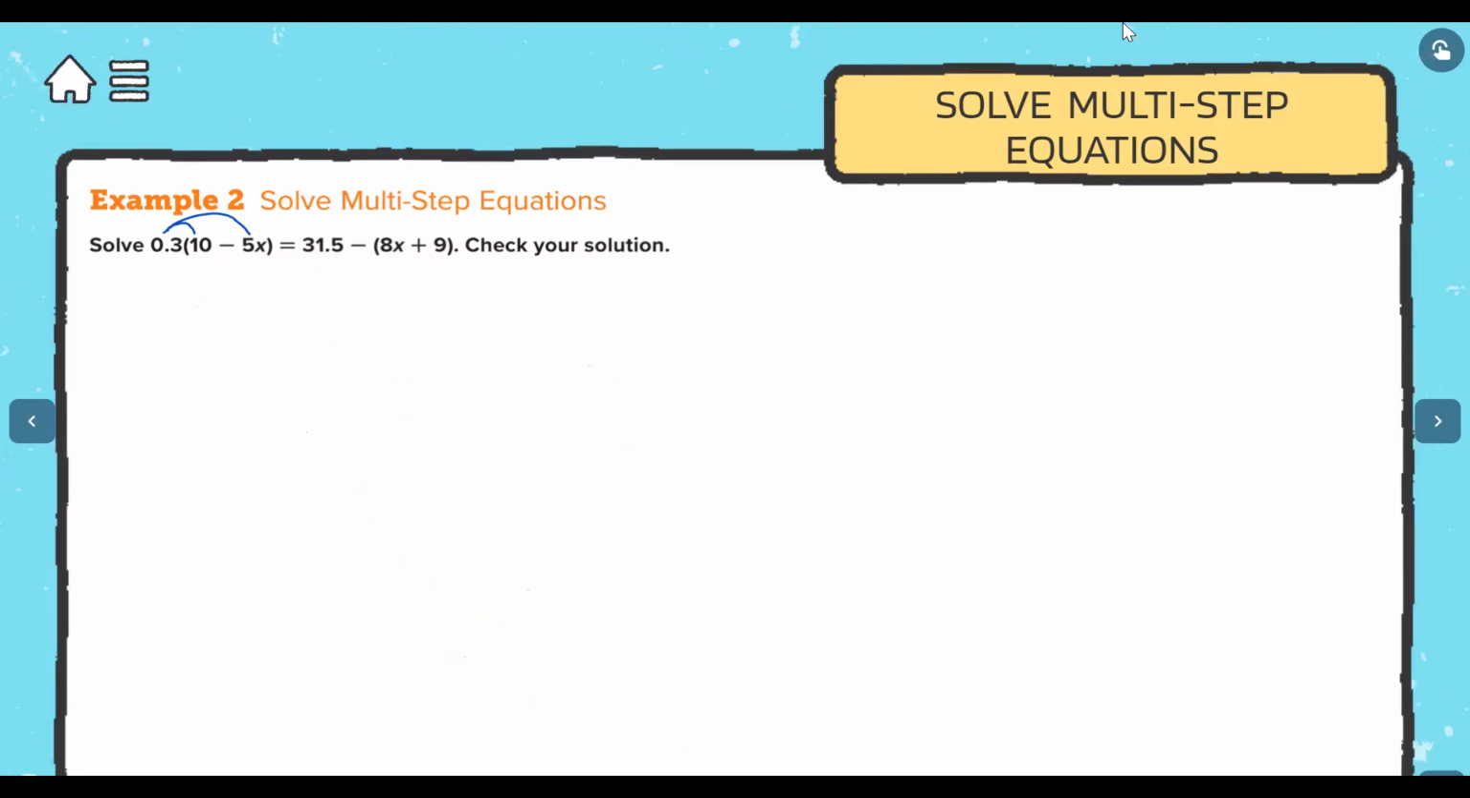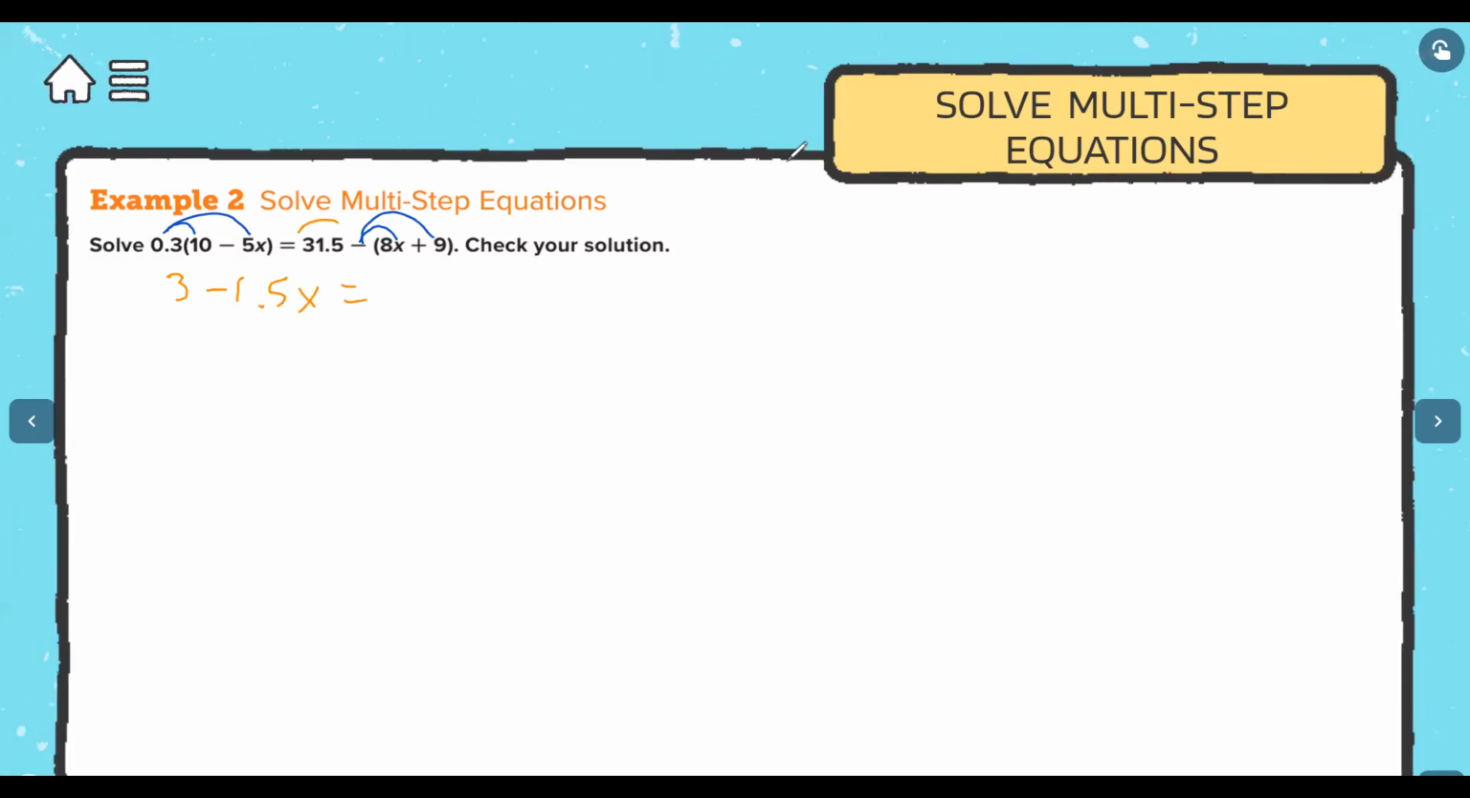Now, take a look at this. Right here, outside the parentheses, we don't have a number. We have a sign or a symbol, okay? So what that means is that this 31.5 is not going to affect what's inside the parentheses. What is going to affect what's inside the parentheses? It's the sign, only the sign, okay? Let's see how this works. 0.3 times 10 is 3, minus 0.3 times negative 5 is negative 1.5x, right?